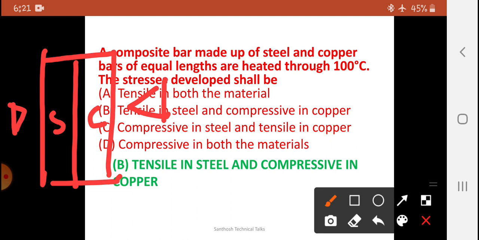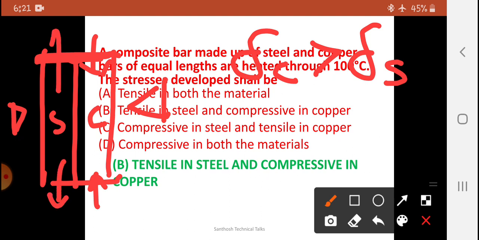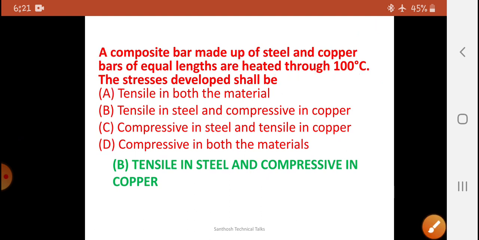Generally, when we compare these two materials, copper is the softer one compared to steel. When we heat it, the copper tends to elongate more than the steel. The elongation of copper is more than the elongation of steel. That is why the steel will make a compressive stress on the copper, and the copper will make a tensile stress on the steel. So the answer is tensile in steel and compressive in copper.